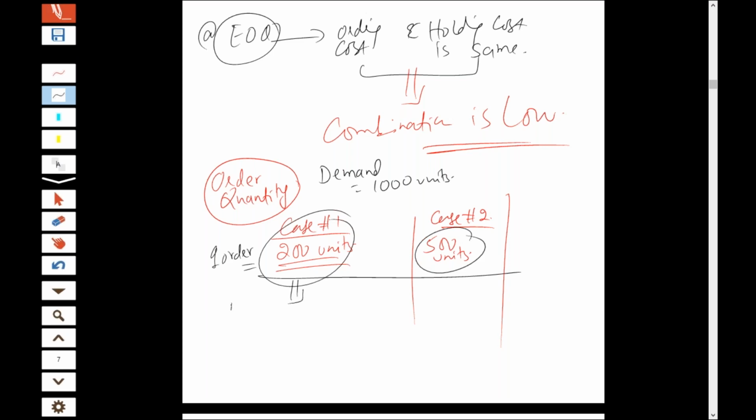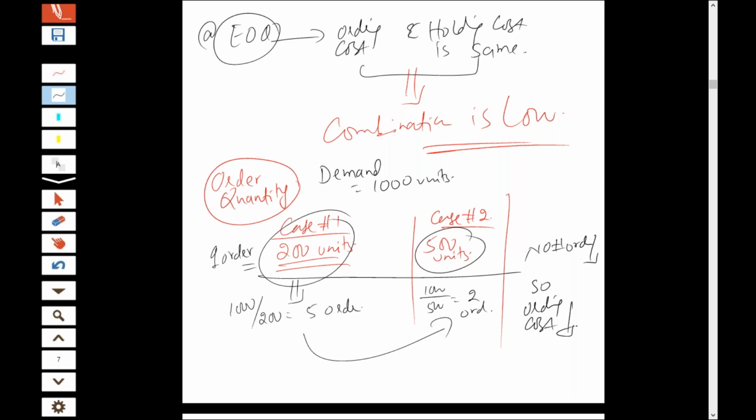Here you will be placing 1000 divided by 200, that means 5 orders, and here 1000 divided by 500, that means only 2 orders. So that means what? When your ordering quantity increases, your number of orders is reduced, and so ordering cost will be reduced. Agreed on that? You have to place 5 orders here and just 2 orders here.